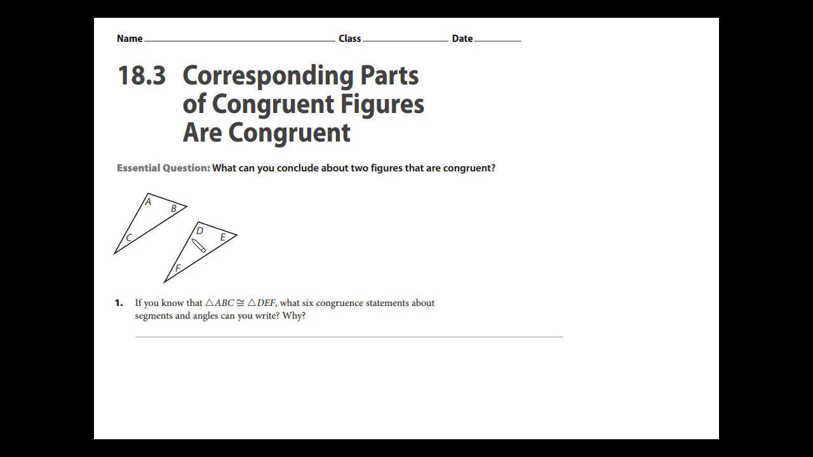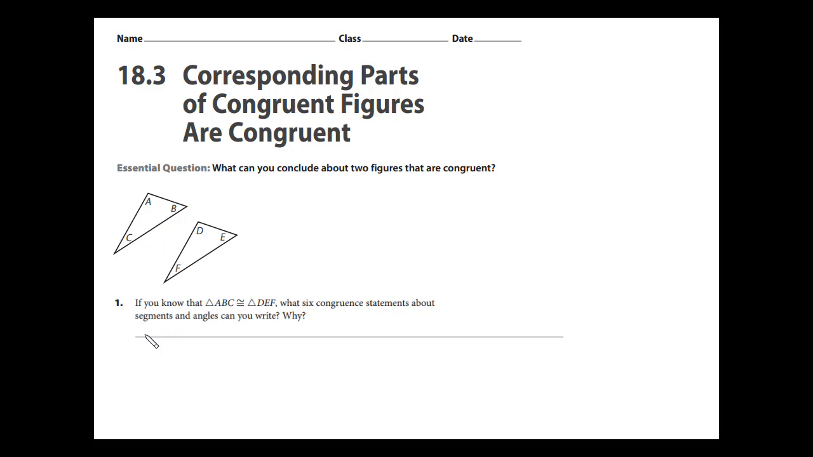Kind of like if we had two congruent trucks, we would assume then that the tires are the same and the steering wheel is the same and the car stereo is the same and the windows are the same size. When it comes to triangles, one of the things that we can conclude is that the parts are all the same. So for example, if I know that triangle ABC is congruent to triangle DEF, there are 6 things that I know. I know these 3 angles match up with these 3 angles, and I know that these 3 sides all match up with their corresponding parts.